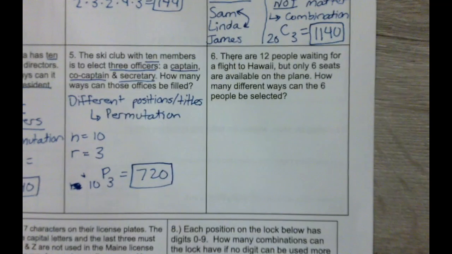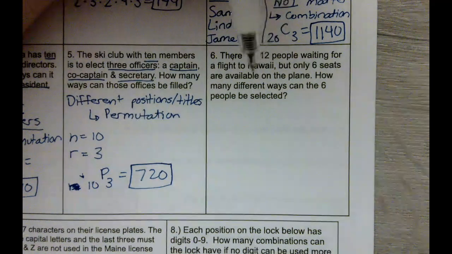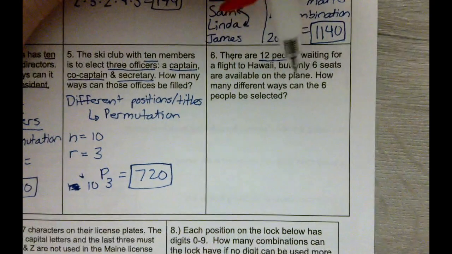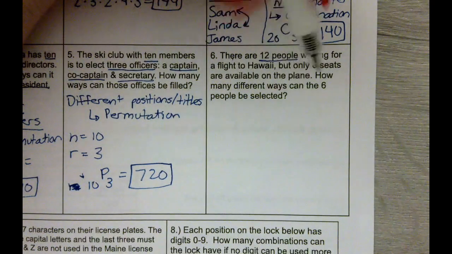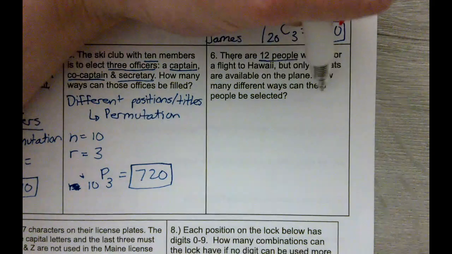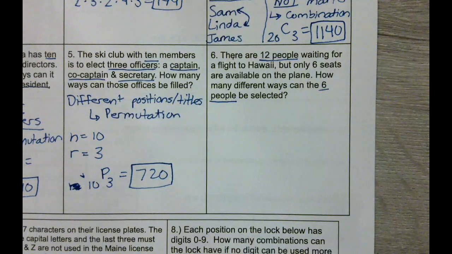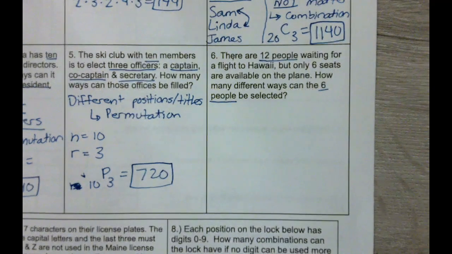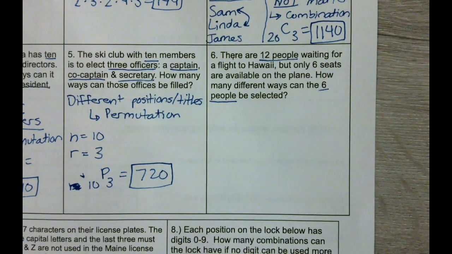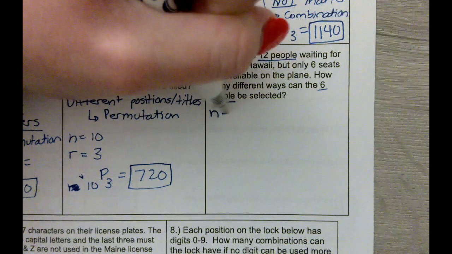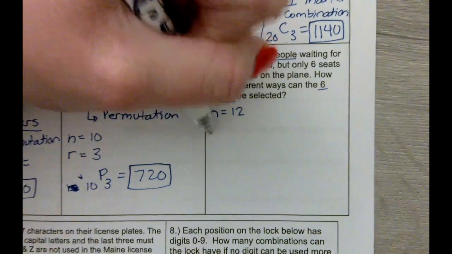One more. There are 12 people waiting for a flight to Hawaii, but only 6 seats are available on the plane. How many different ways can the 6 people be selected? Now, you want to read this one carefully because you could probably make an argument for either one, but in my opinion, there is still an obvious choice here. So, you have 12 people and you're choosing 6 of them.